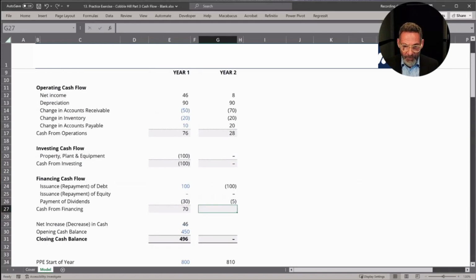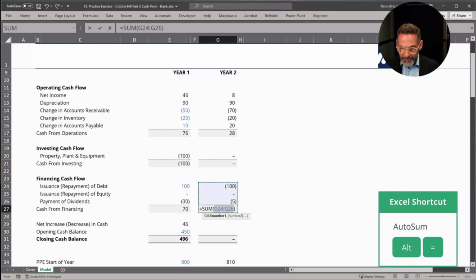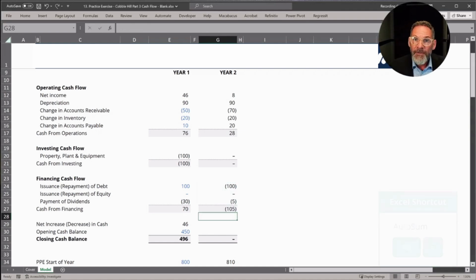So we have 3 cash flows. Although in this case, there were only 2, they were both outflows. So I'm going to just sum that up. So we have a positive cash flow from operations of 28, no cash flows in or out related to investing activities this year. And then we have a cash outflow as it relates to financing activities. Let's sum those 3 together.